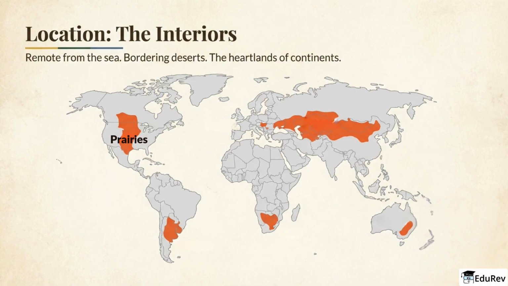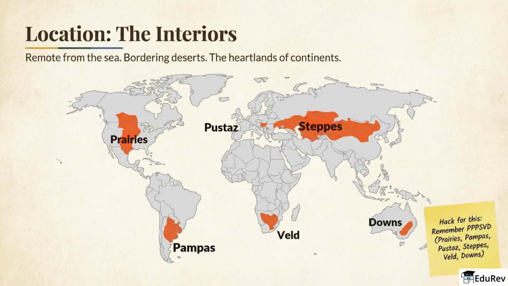Prairies in North America, pampas in South America, pushta in Hungary, steppes across Eurasia, veld in South Africa, and downs in Australia. You should not learn these as scattered names. Learn them as one global pattern: large continental interiors with reduced maritime influence. Here's a mnemonic for you to remember: PPPSVD. Prairies, pampas, pushta, steppes, veld, downs.